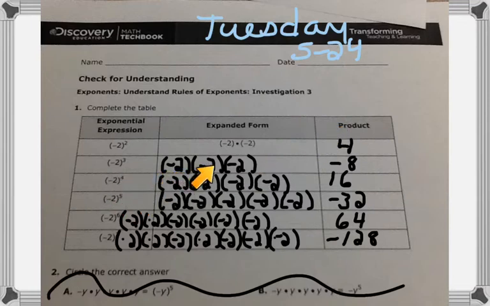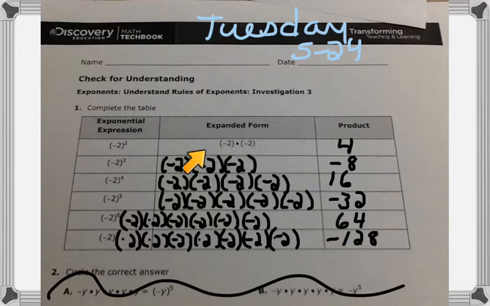Negative 2 to the third, negative 2 times negative 2 times negative 2, is going to be negative 8. Negative 2 times negative 2 times negative 2 times negative 2 is going to be 16. Negative 2 times itself 5 times is going to be negative 32. Negative 2 times itself 6 times is going to be 64. And negative 2 times itself 7 times is negative 128. This is what your table should look like. Notice positive, negative, positive, negative, positive, negative.